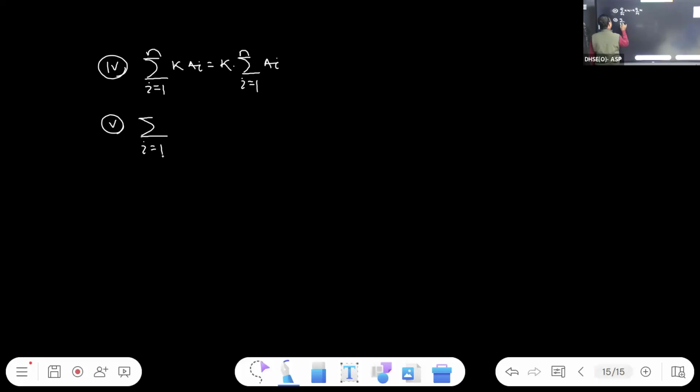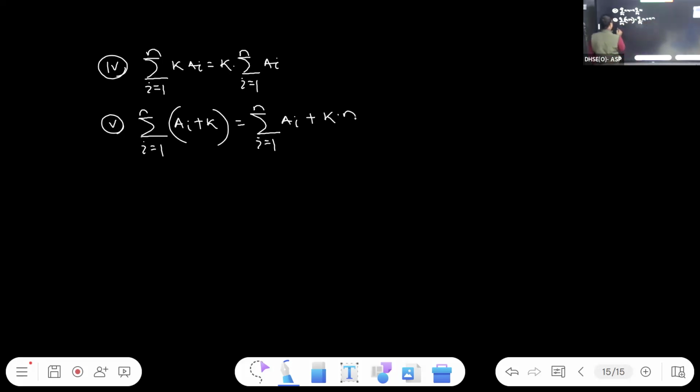Then next point: sigma i equals 1 to n of k times ai is equal to k times sigma i equals 1 to n ai. Then the fifth one: sigma i equals 1 to n of (ai plus k) is equal to sigma i equals 1 to n ai plus k times n.